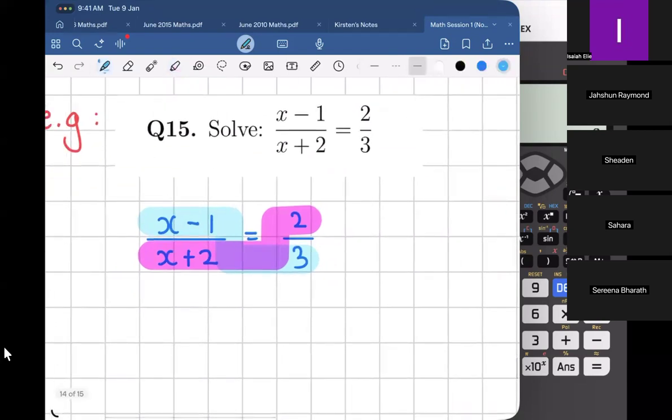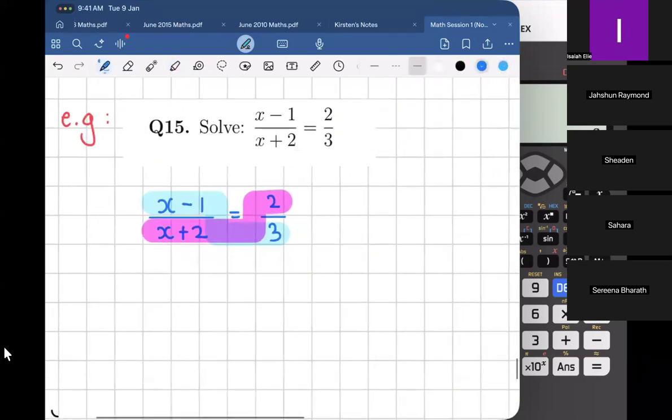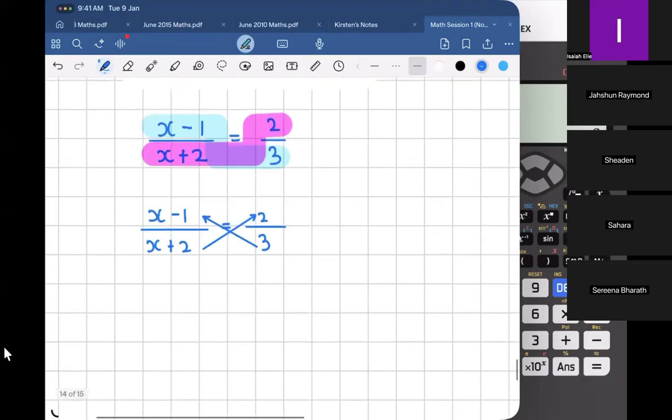So let me show you another way we can write it. Another way you could look at it is x minus 1 over x plus 2 is equal to 2 over 3. And some people will just draw arrows. That's fine. So I think we get the idea by now. In this particular example, you'll have to use the distributive property.